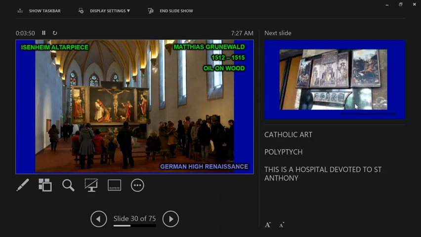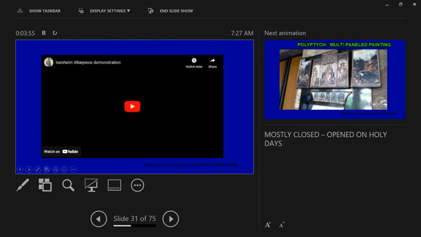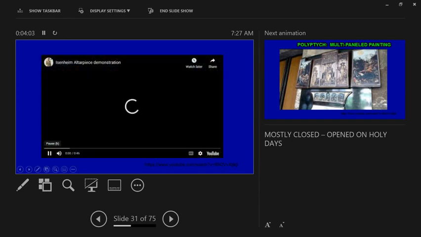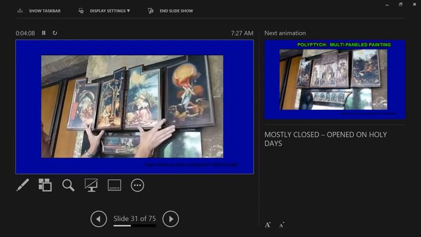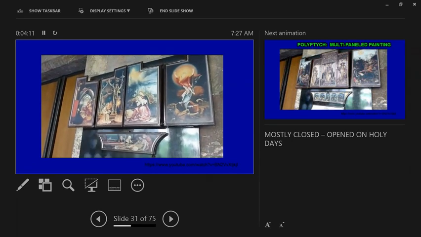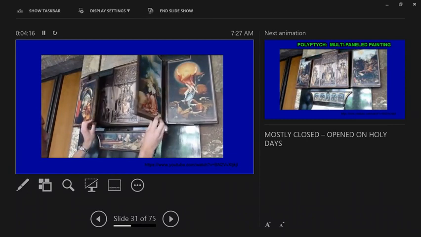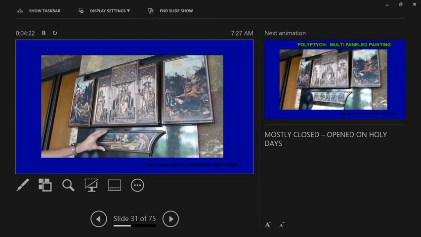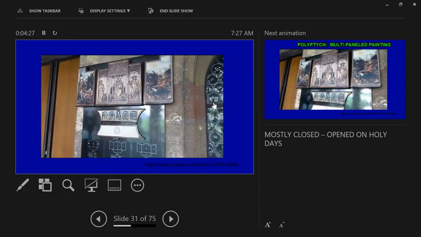All right. Again, this is our altarpiece, the Isenheim altarpiece, and I want to show you this quick little video that shows you how it opens. This is a model of the altarpiece. It's not the actual thing. So it opens once, and there's extra pictures on the inside, and then it opens again. And then the bottom panel opens up. All right, so that shows you how this altarpiece works.